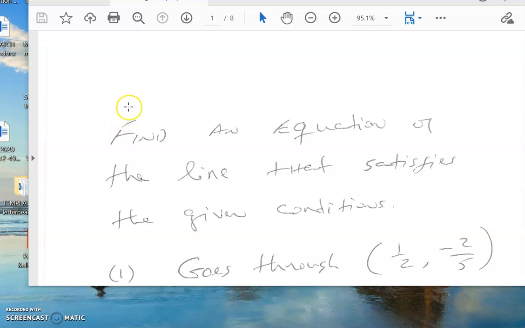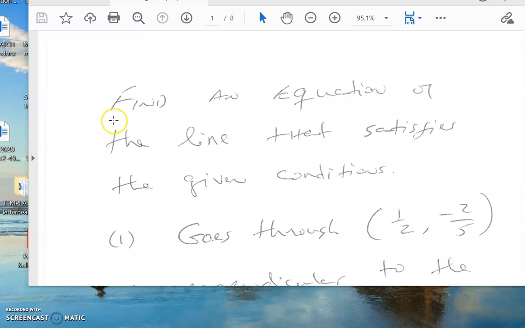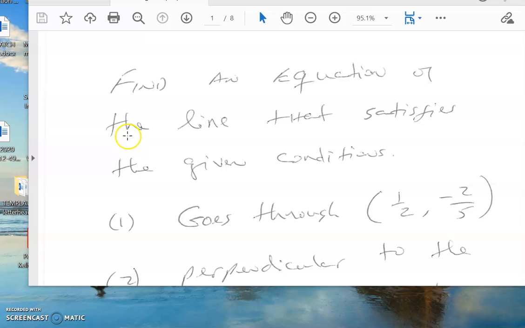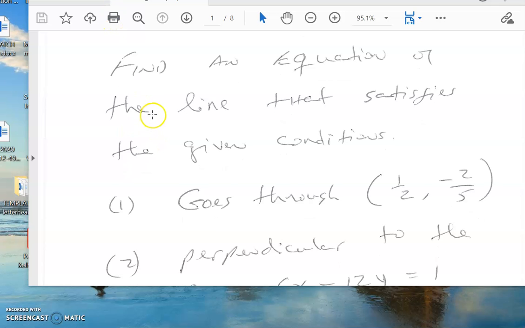Okay, ladies and gentlemen, I'm going to do a little video here. This is obviously a common problem in Math 35 or in pre-calculus. The call of the question is to find an equation of the line that satisfies certain given conditions. Okay, so what are the conditions?